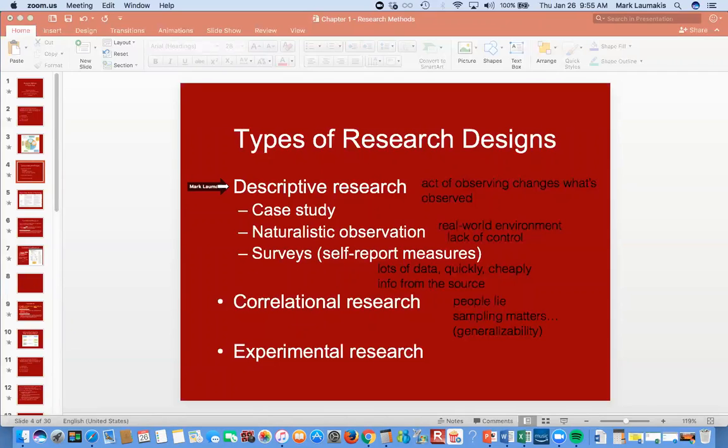Let me stop there for a second. Any questions about any of these descriptive research studies, these descriptive research design approaches? Make sense? Okay. What do you guys know about correlational research? Tell me something about correlational research that you know already coming in today. Anything that you've heard about correlational designs before?